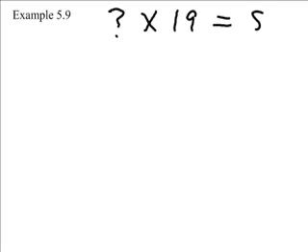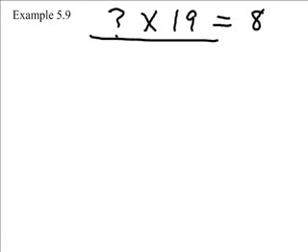Egyptian mathematics, Egyptian method for sum of unit fractions. Example 5.9. Rewrite 8/19 as the sum of unit fractions. So we want to start with what times 19 is equal to 8. Now this example is quite difficult because 19 has no divisors. It's a prime number, so we're going to have to be working with a lot of fractions.